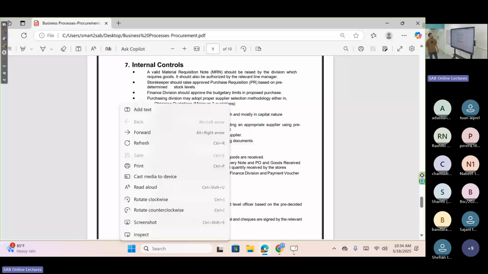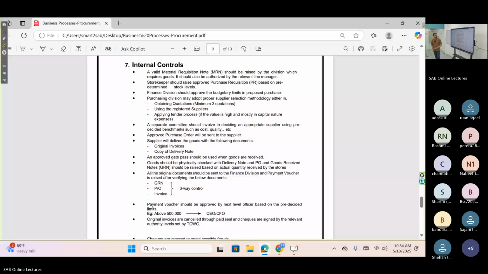Purchasing division may adopt proper supplier selection methodology, either in obtaining quotations, minimum quotations, or using registered suppliers. So one of these methods can be used. First one is they might have registered suppliers. Or they can choose through quotations. They should receive at least 3 quotations. Based on the 3 quotations, whoever quoted the low price should be selected as supplier. It's a general thing. Quality and other factors also they have to consider.